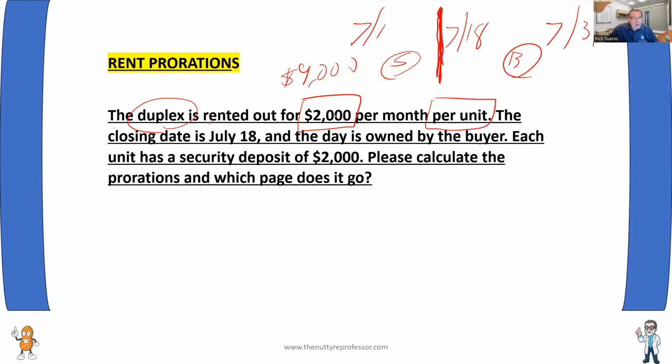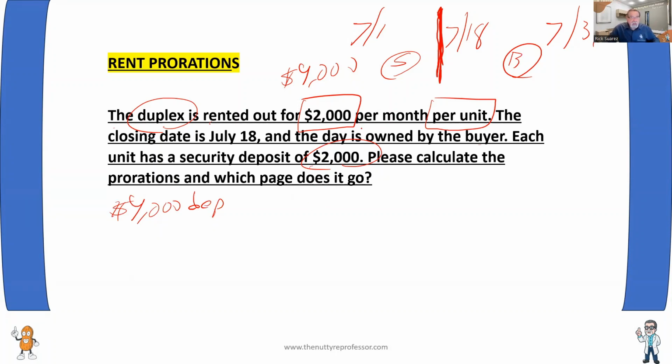1 day. And then the rent, they have a security deposit. Each unit has security deposit of $2,000. So we know that we have $4,000 in deposit that we're not touching for now. Just need to add that later on. Please calculate the proration and which page does it go.